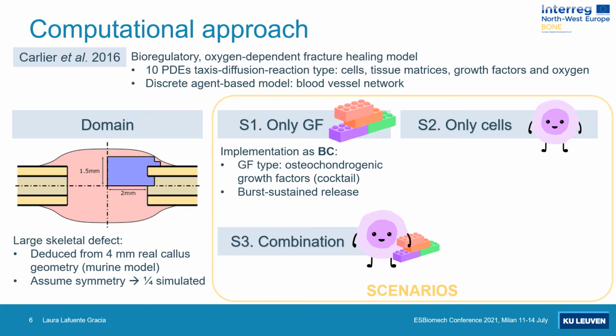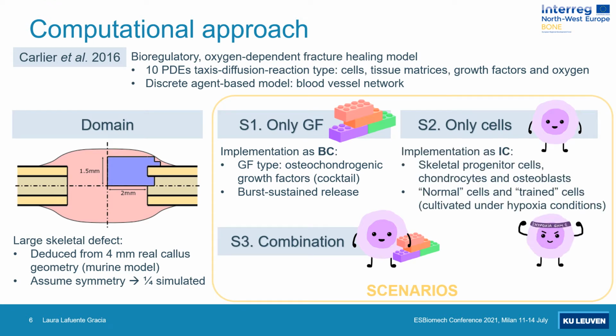In scenario 1, different burst and sustained release profiles of osteochondrogenic growth factors were implemented as boundary conditions. In scenario 2, skeletal progenitor cells, chondrocytes, and osteoblasts were implemented as initial conditions in the model. Here, we also explore the behavior of hypoxia-resistant cells and their influence on the healing process when loaded onto the membrane. In scenario 3, we consider a combination of the previous cases.